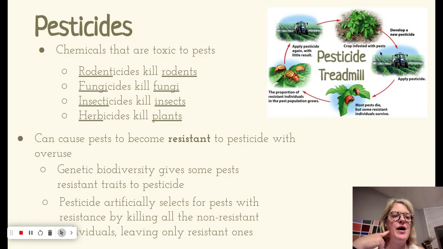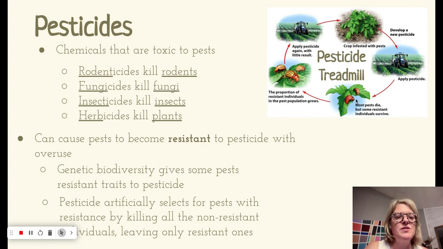Let me show you how this happens. If you'll refer to this picture, you'll see that here we have a crop that's infested with some sort of a pest, some sort of a beetle that's eating the plant. The farmer will come through and apply a pesticide. When this pesticide is dispersed, most of those pests will die.